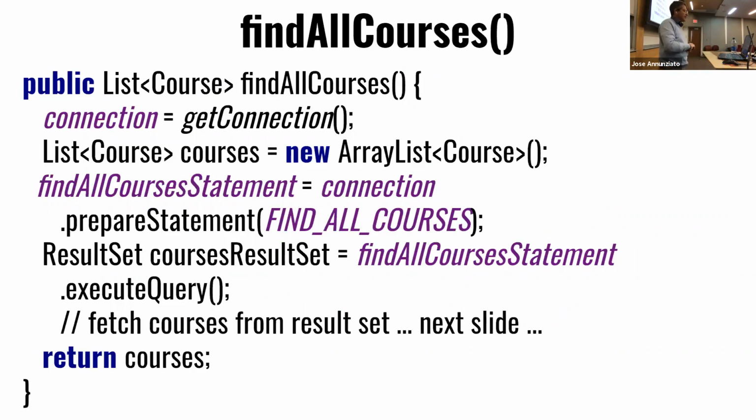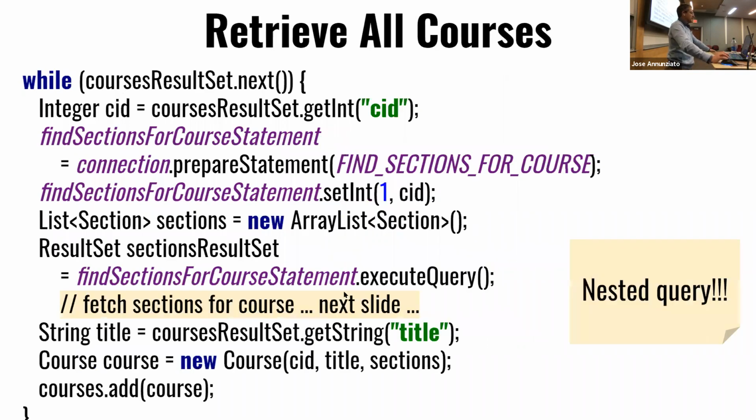You would have a find all courses. This is one of the many finders you would have, right? You would get a connection. You would initialize a courses array or collection that you would fill with courses retrieved from the database. You would prepare the statement, use it to execute the query, and then iterate over the result set that would come from the database server, which looks something like this.